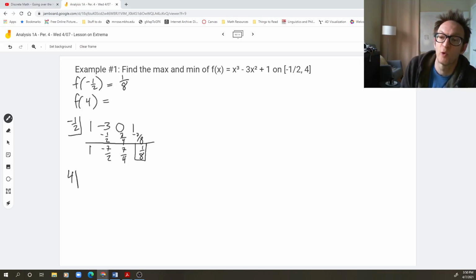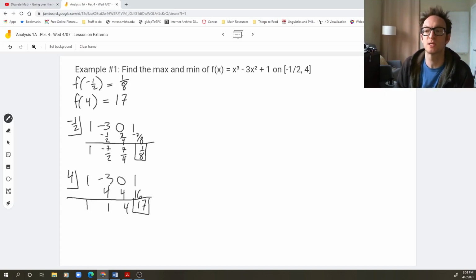What's f of 4? This should be even easier. Let's do it. 1, 4, multiply by 4, you get 4, add, you get 1, 4, 4, 16, and 17. Okay, so f of 4 is 17. Alright, and now that we've checked the endpoints, we need to check all other points.